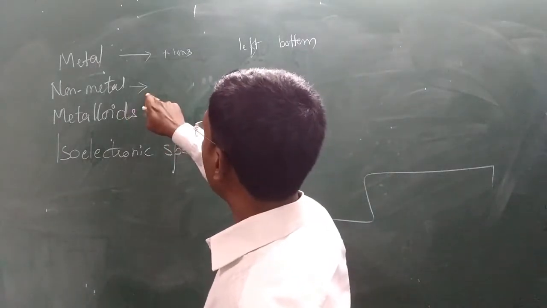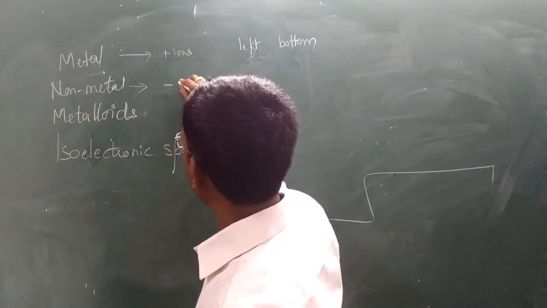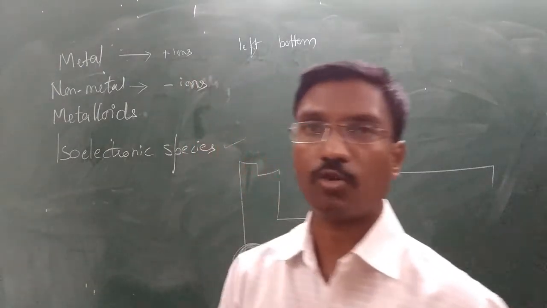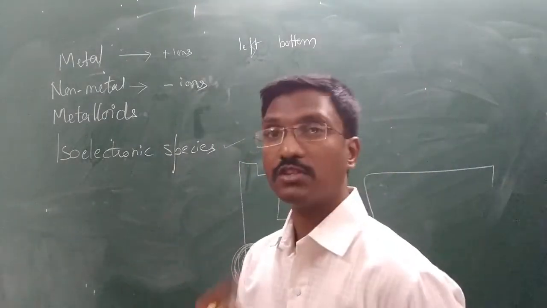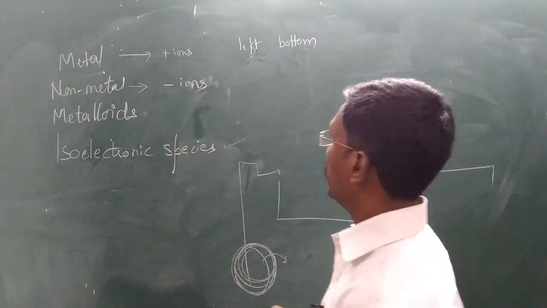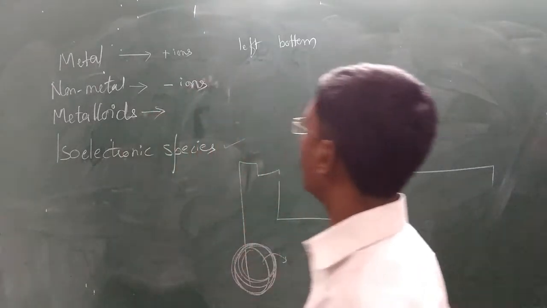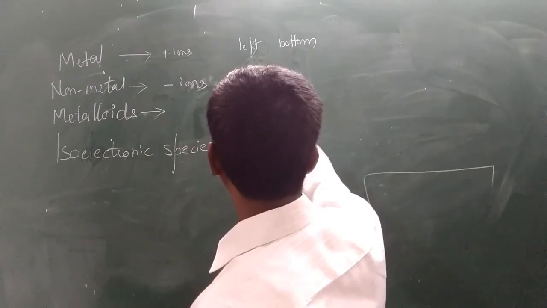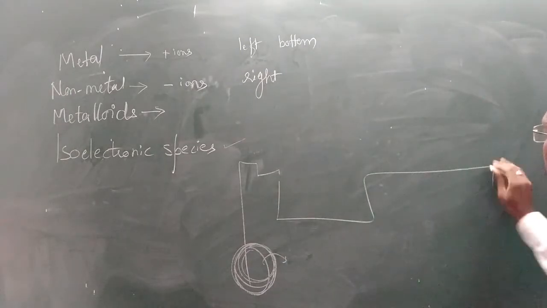So non-metals should receive the electron. When they receive the electron, they form negative ions. A negative ion is called an anion. If it receives 1 electron, it's minus 1 charge. If it receives 2 electrons, it carries a minus 2 charge. Non-metals are at the right side of the periodic table, and at the right of the bottom.